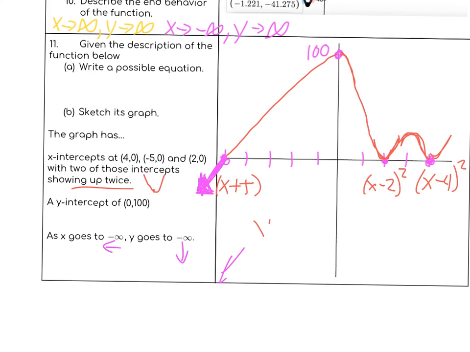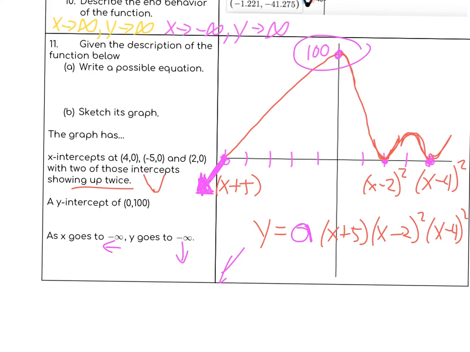So that gives me an equation starting out as an x plus 5. We've got an x minus 2 squared and an x minus 4 squared. And the last thing I have to do is to figure out what the multiplier out front is in order for me to go through this value. And the way I do that is I plug in 0 for x.